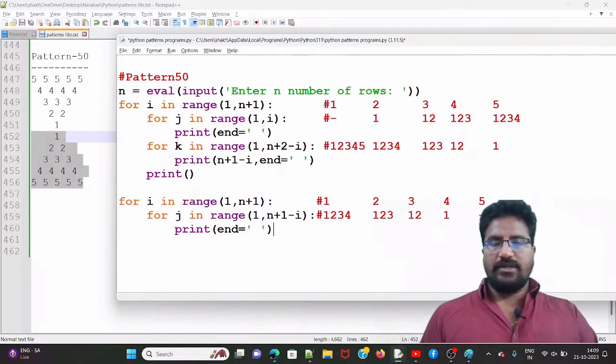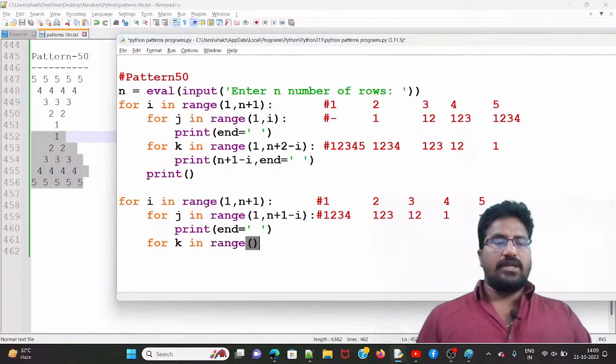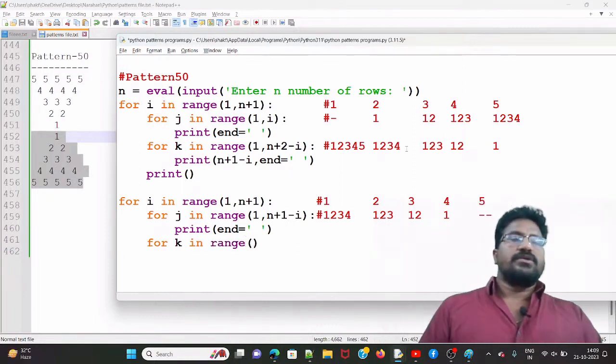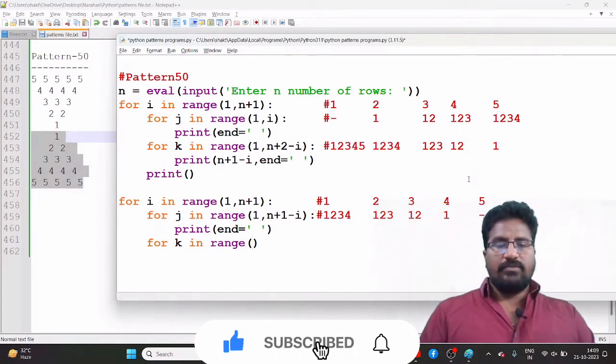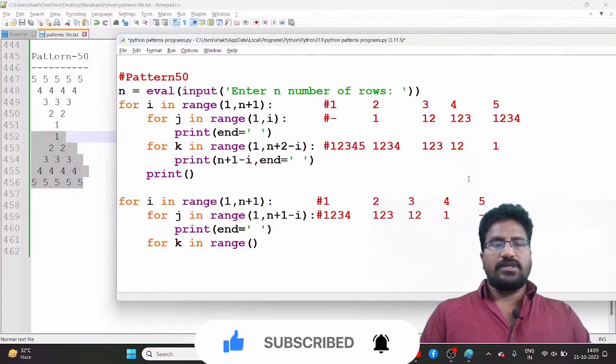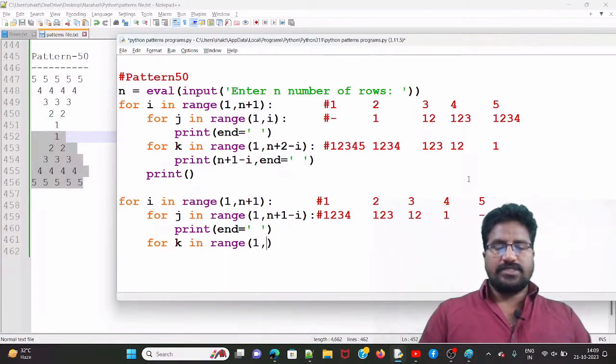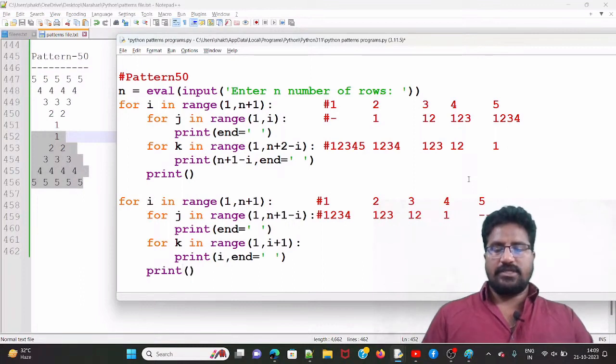Space displaying. Next, for k in range of. Now what to display? First one means current I value display, right? But first time 1 time, then 2 times, 3 times, 4 times. Okay, let's take here I plus 1, just I plus 1. Then print of display what? Current I value.